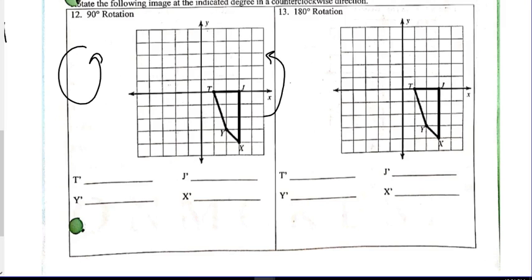So we're going to do our little cheat on here. And to make life easier, I'm going to write the points T, Y, J, X right here. So T is at 1, 0.